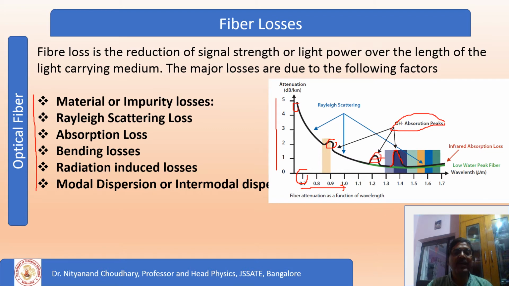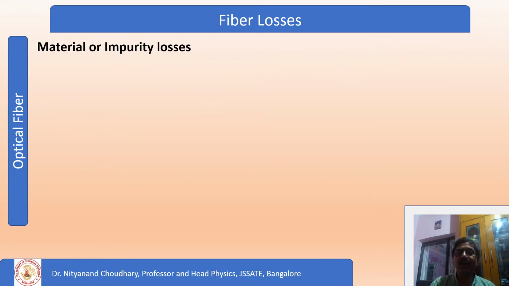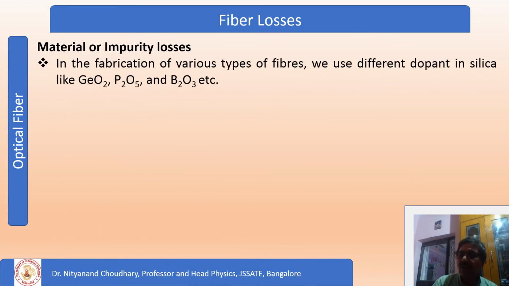First is your material or impurity loss. Let us see what this material loss is. We have already seen that the optical fiber has a core and cladding, and through the core the light is launched. So light will pass from one end to the other end. But we don't have pure silica in the core. To give strength to the core, we dope different materials into the silica.